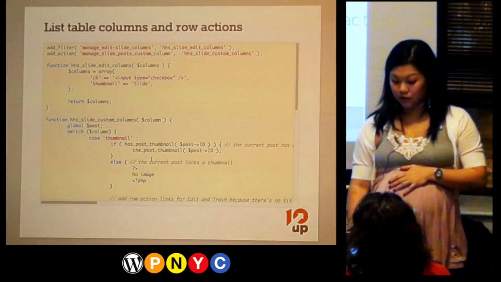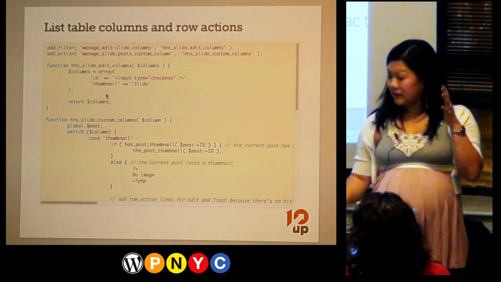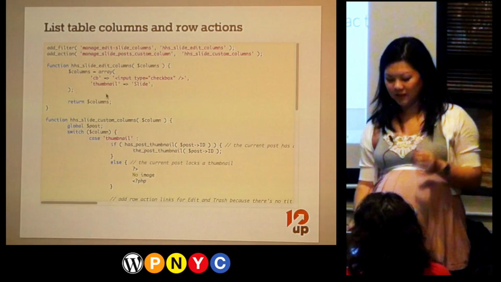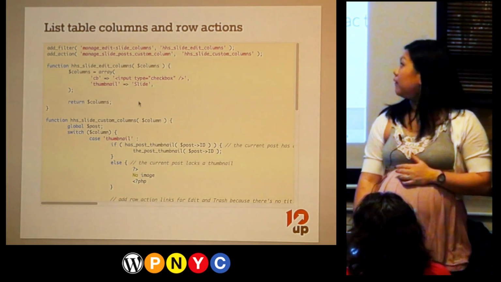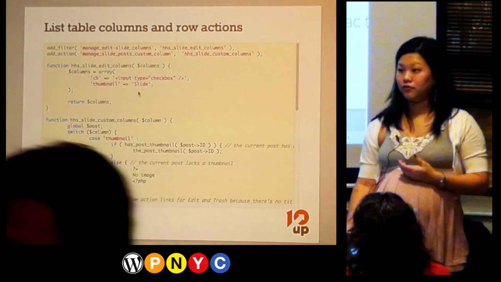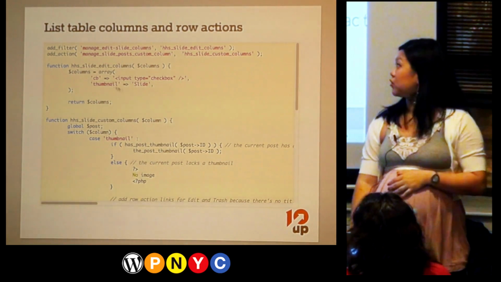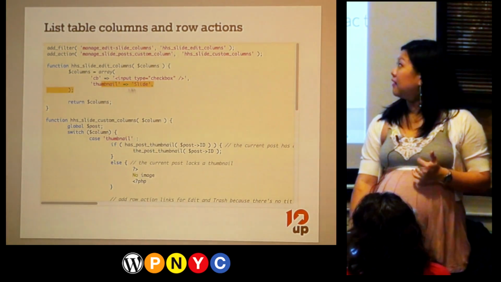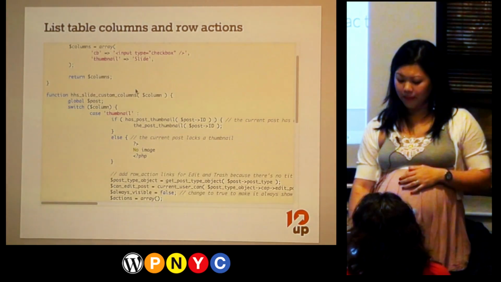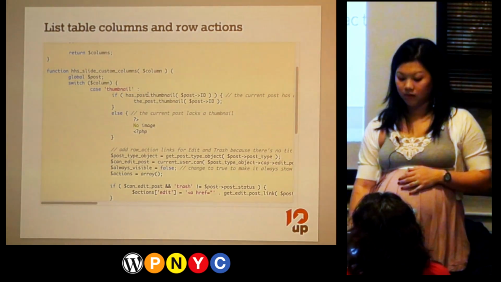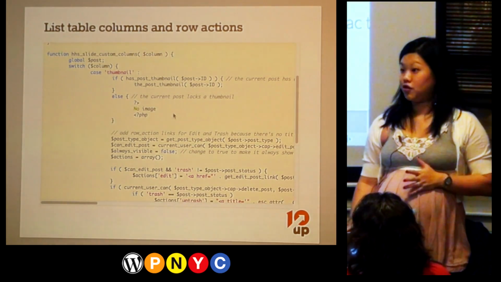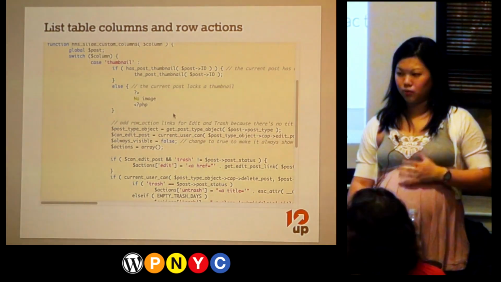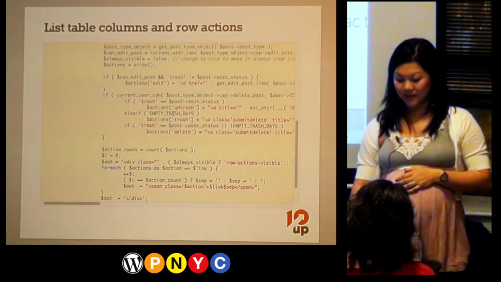There's some things that we have to do. So this is some code. Again, these slides are online, so you can copy paste to your heart's content. But basically what we do is we replace the columns. So instead of it being title and date, we just replace it with the first checkbox, which you need for bulk actions if you want them, and then a column for the thumbnail. And then we handle that custom column by determining what we should do. So if it has a thumbnail, we put out the thumbnail, and if it doesn't, then we say there's no image, which would be really weird to have a slide post that doesn't have an image.